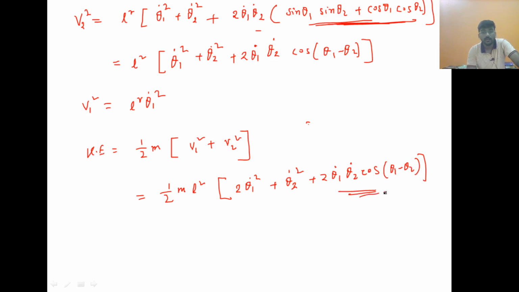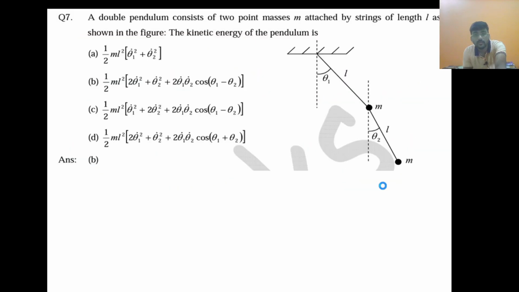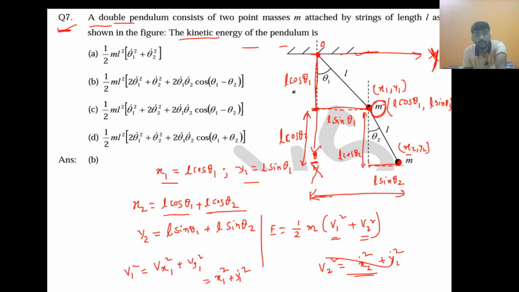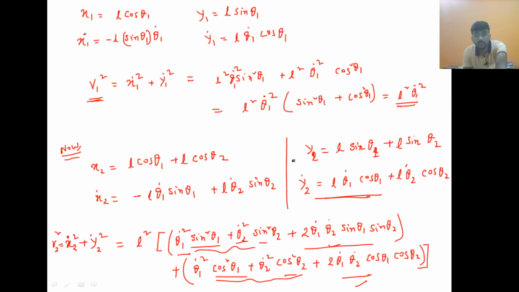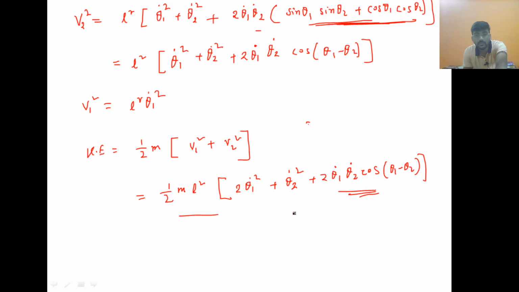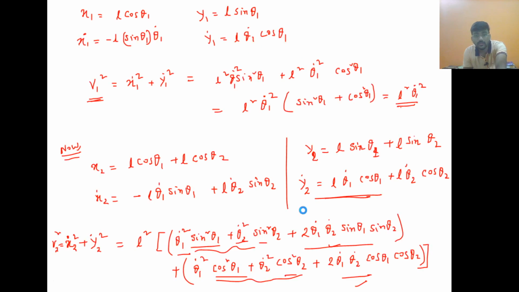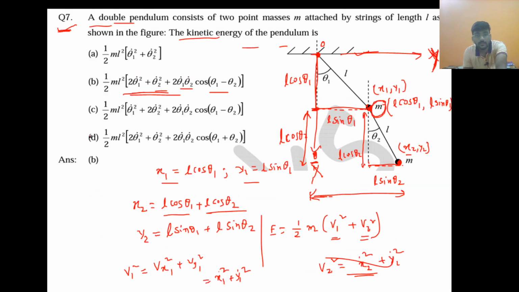Okay, now let me check the option. So I think this will be the answer. Half m L square into 2 theta 1 dot square plus theta 2 dot square plus 2 theta 1 dot theta 2 dot into cos of theta 1 minus theta 2. Yes, so this will be the answer. Okay, so option B.